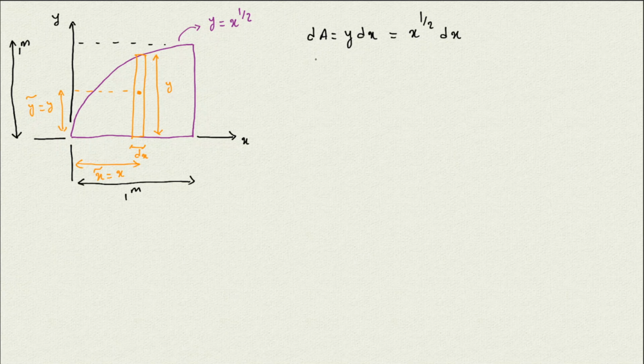And then we have to find the location of the centroid of the element. The centroid of the element in the x direction is going to be just x, a function of x, which is okay. And the centroid of the element in the y direction is going to be half of the y. Just made a mistake here. So it's half of the y.